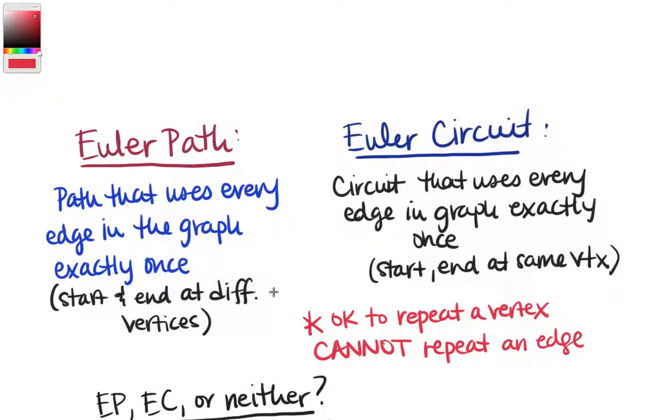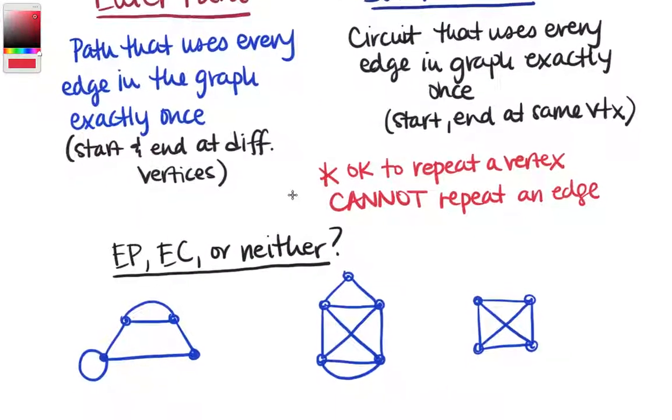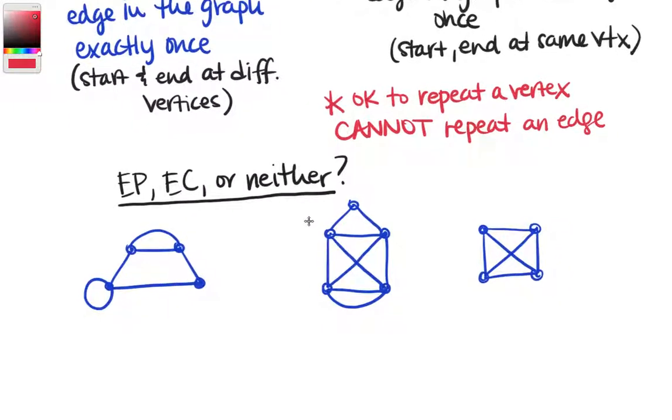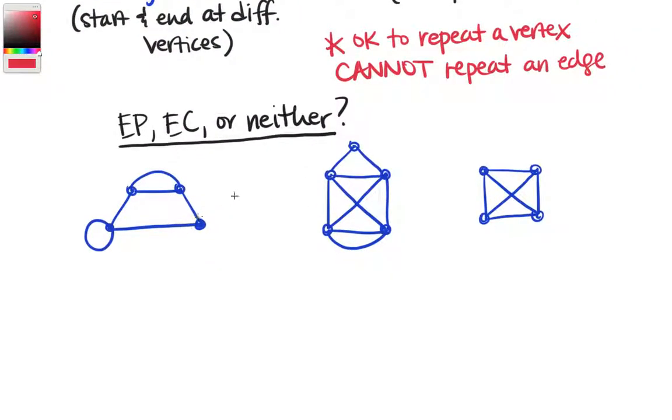All right, and let's look at a couple of examples. So our first example, we want to look at all of these graphs and determine, is there an Euler path, an Euler circuit, or neither? And let's look at this one first. So first, let's label all of our vertices.